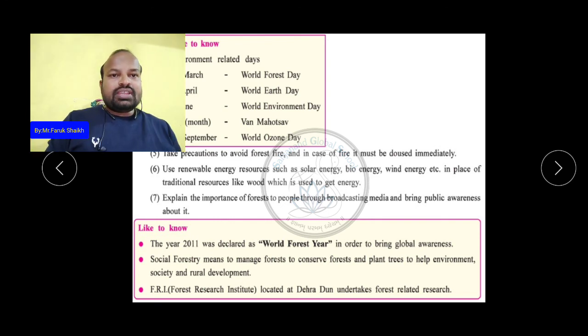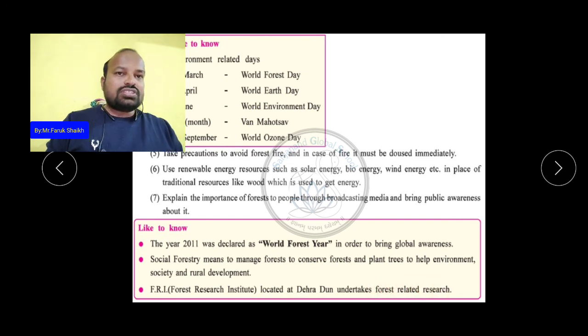Good to know, the year 2011 was declared as the World Forest Year in order to bring global awareness. Now the whole world has become aware and takes forests seriously as important. Social forestry means to manage forest, to conserve forest and plant trees to help environment, society and rural development. FRI, Forest Research Institute, located at Dehradun, undertakes forest related researches.